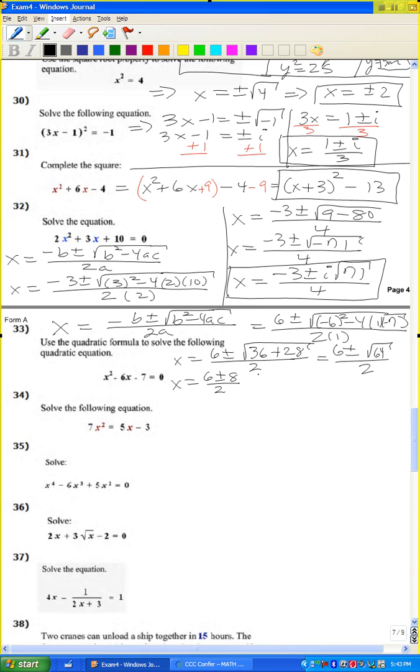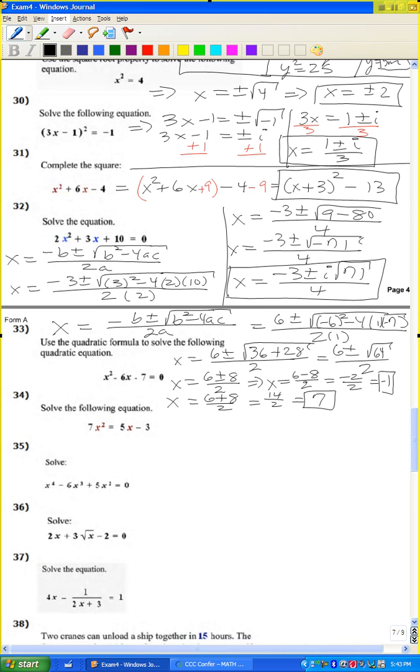And so x is equal to 6 minus 8 over 2, negative 2 over 2, negative 1, or x is equal to 6 plus 8 over 2, 14 over 2, 7. And so I have two solutions. X is equal to negative 1, x is equal to positive 7.